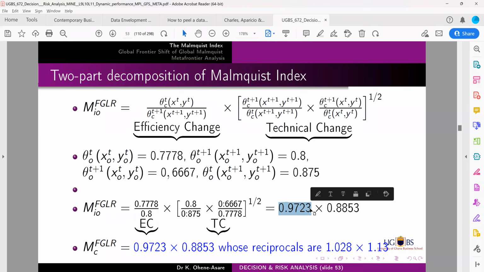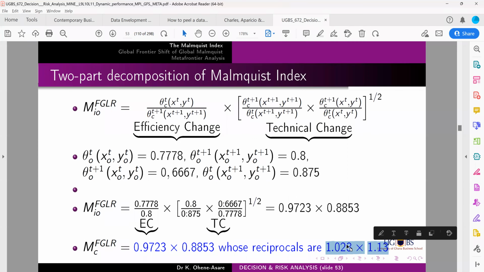Always use 4 decimal places. And then you substitute for the technological change. What do you get? You're going to get 0.8853. Remember, all of these are below 1, and therefore they are progress under the input Malmquist productivity. And so if you want to see the progress very well, that is what I've done down here. Take the reciprocals of these values, and you will notice that you will get 1.028 and then 1.13.